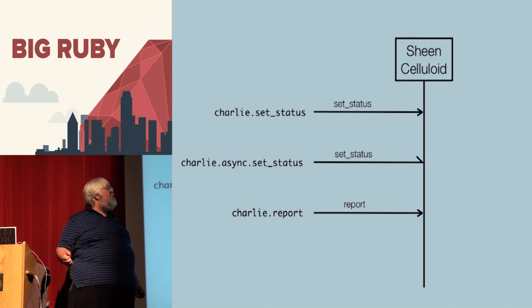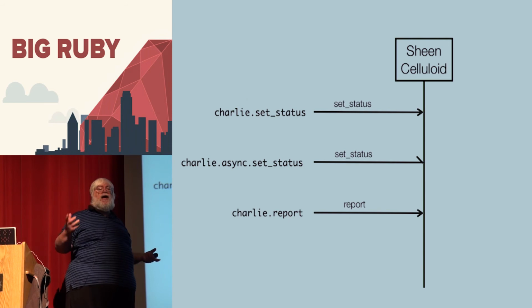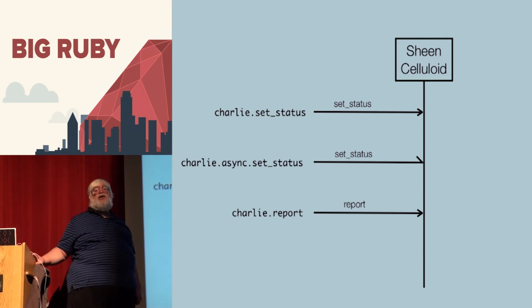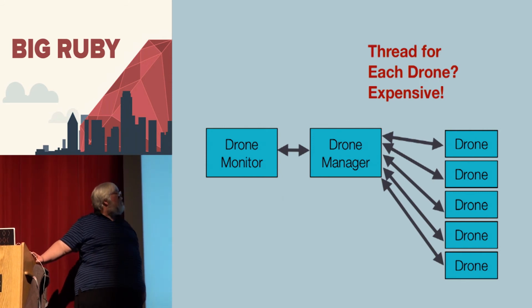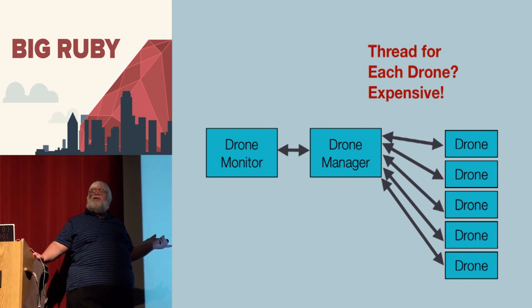Now, the beauty of this is that within an actor, within a Celluloid actor, it's a single thread processing all that data. So you don't have to worry about locking. Parallelism happens between actors, and you have the choice of doing it synchronously or asynchronously style communication between the two. So what if we use Celluloid for our drone solution?